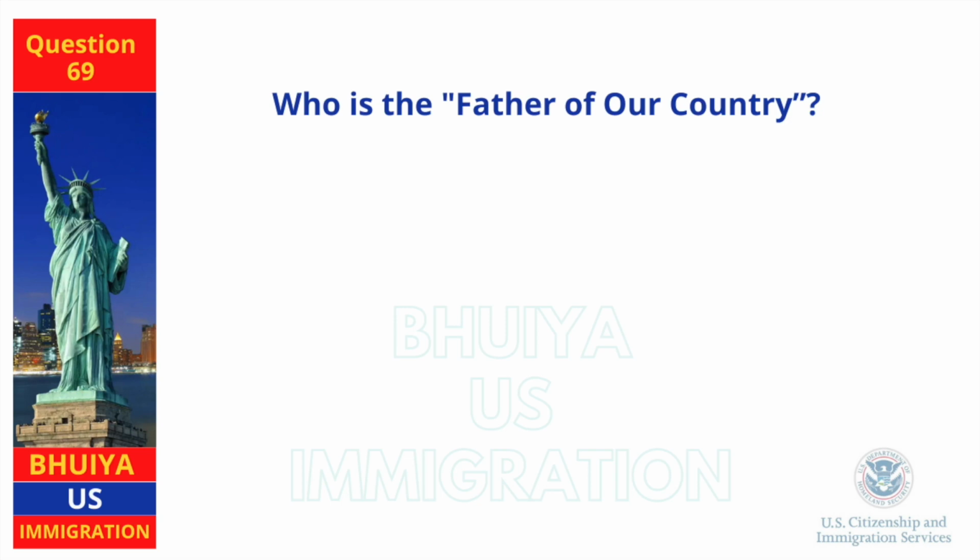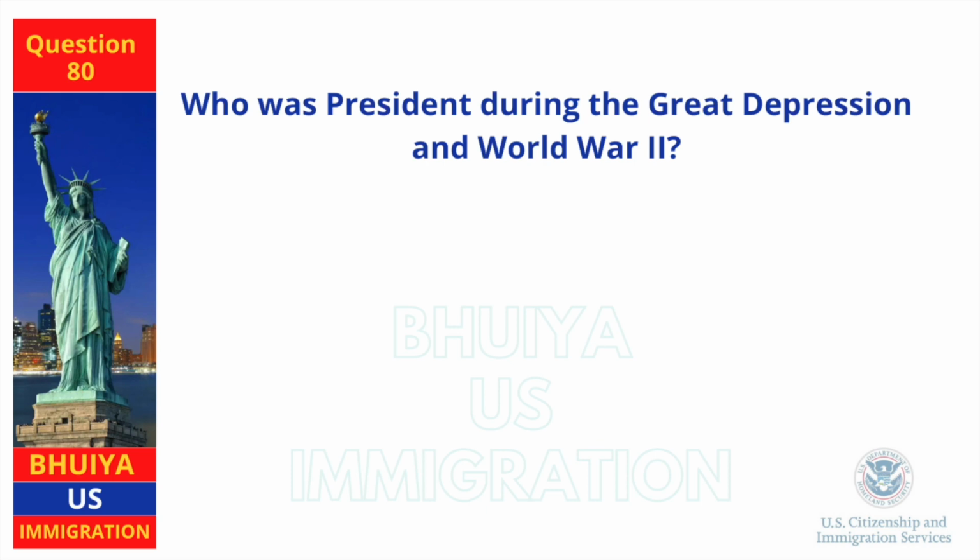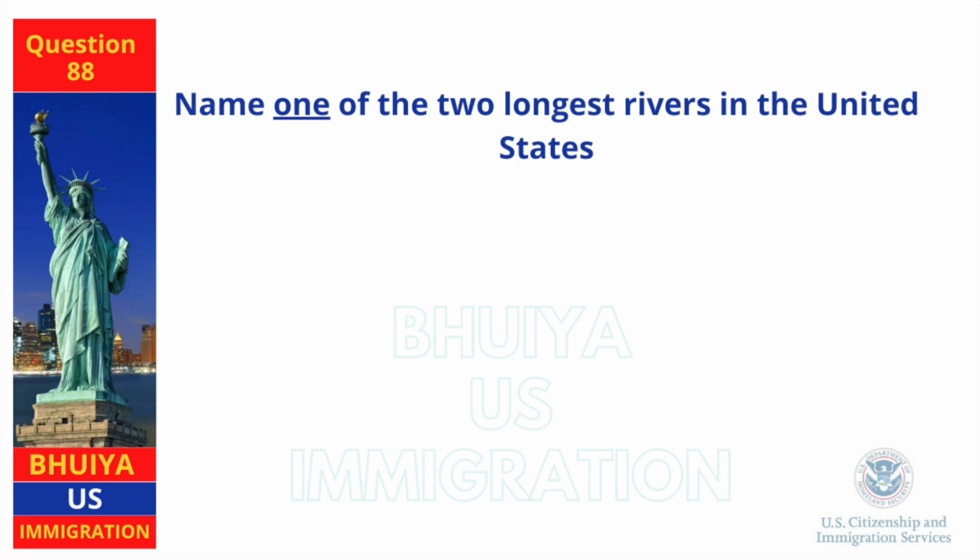Who is the father of our country? George Washington. Name one U.S. territory. Guam. Who was president during the Great Depression and World War II? Franklin Roosevelt. Name one of the two longest rivers in the United States. Missouri River.